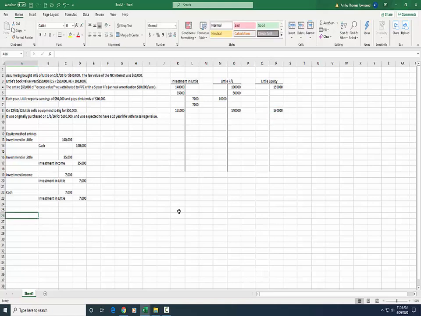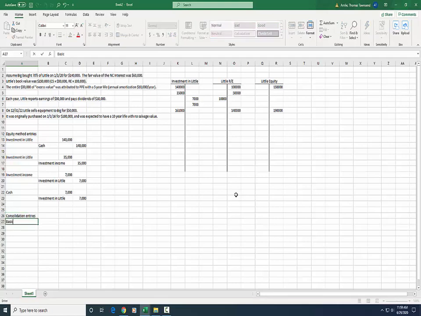So let's go ahead and do our elimination entries, or our consolidation entries. Now occasionally, probably more often than not, I'm going to lapse into calling these elimination entries. The textbook calls them consolidation entries. Same thing. Different people call these entries different things. I'll try to stick with what the textbook does.